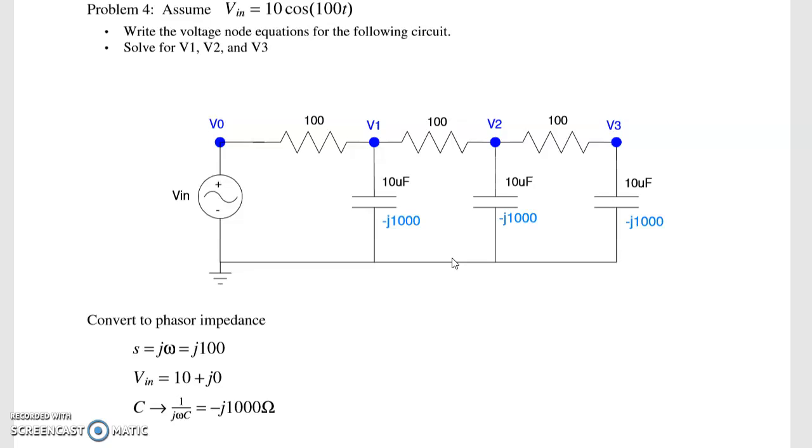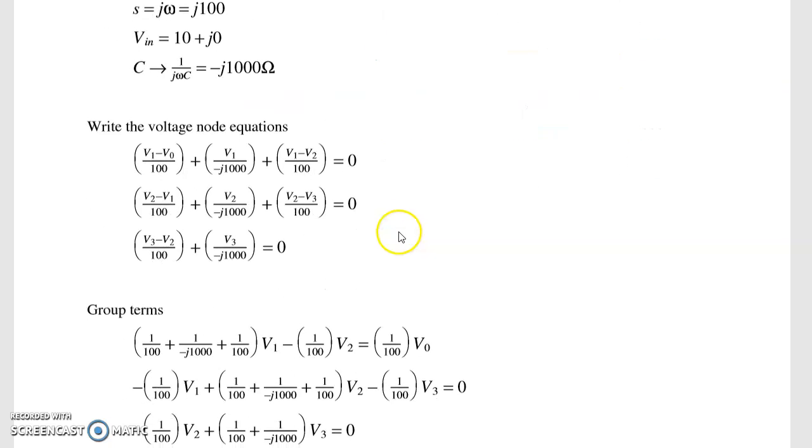Problem 4 is to write the node equations for this circuit. This is just like a resistor circuit. At each node, the current left, current right, current down, that's 0. Same thing with complex numbers. First, find the capacitor. Capacitor becomes 1 over j omega C, or minus j1000 ohms. So now the input is 10 cosine 100t, so the phasor representation is 10 plus j0: 10 cosine, 0 sine.